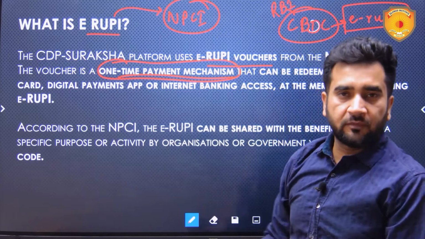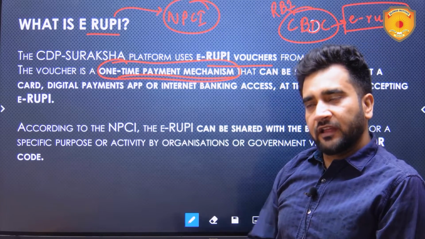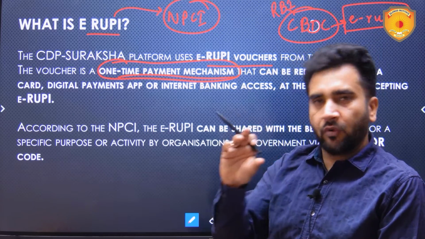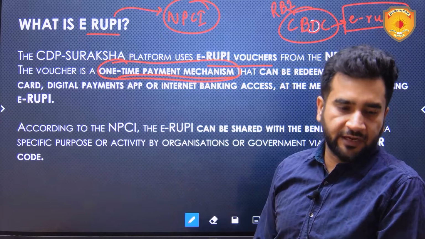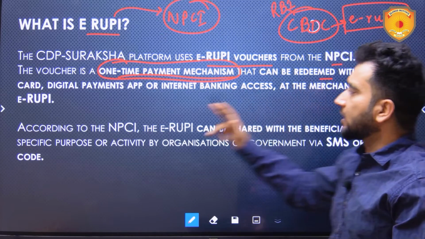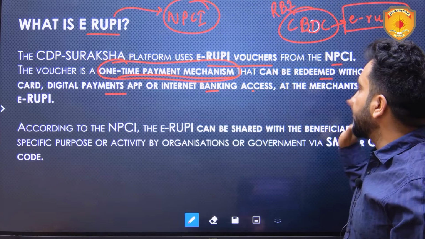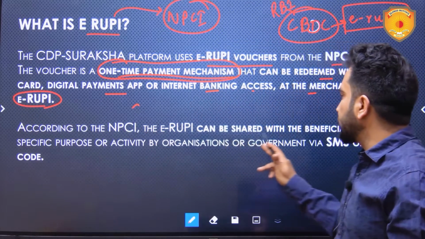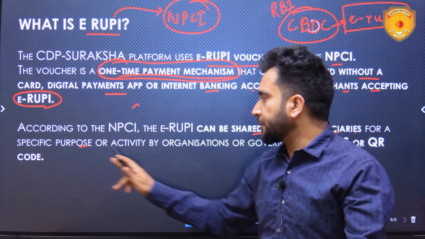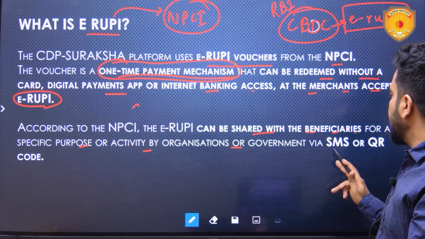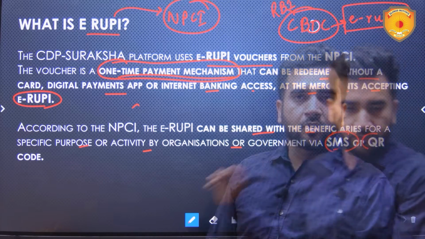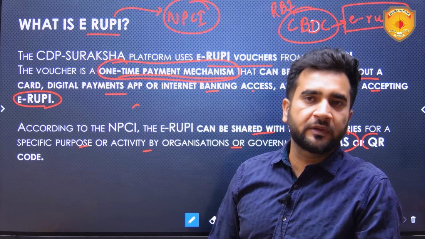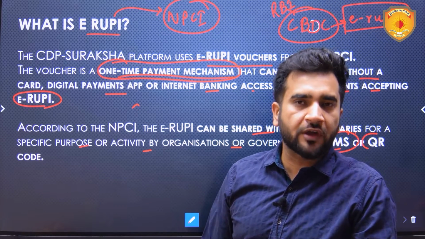Means one QR code will be issued or one SMS will be there, and I give that SMS to where the transaction has to be done, and then the transaction will be done of that amount which is embedded in that QR code. It can be redeemed without a card, digital payments app or internet banking access at the merchants accepting e-rupee. Now, according to NPCI, e-rupee can be shared with the beneficiaries for a specific purpose or activity by organizations or government via SMS or QR code. So, that vendor who has sold me those products will be having this e-rupee digital, I would say, in the form of, let's suppose, a QR code.